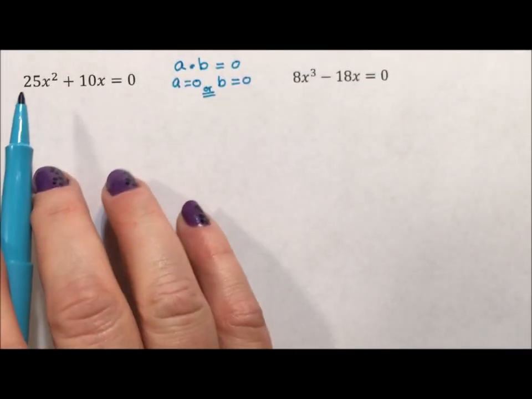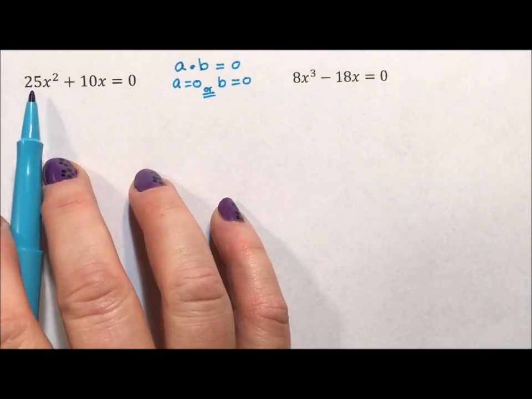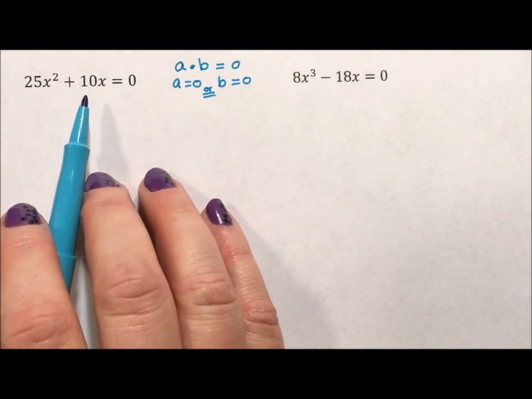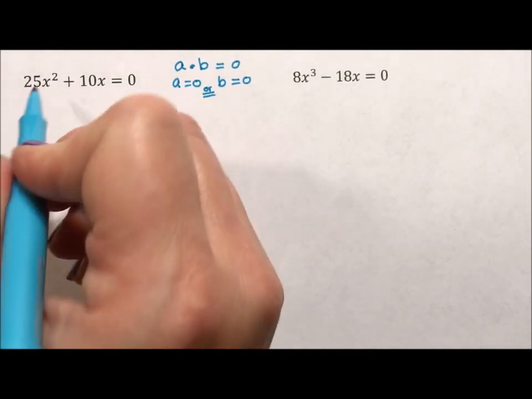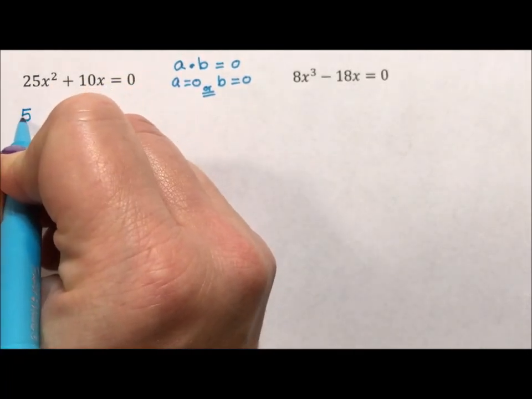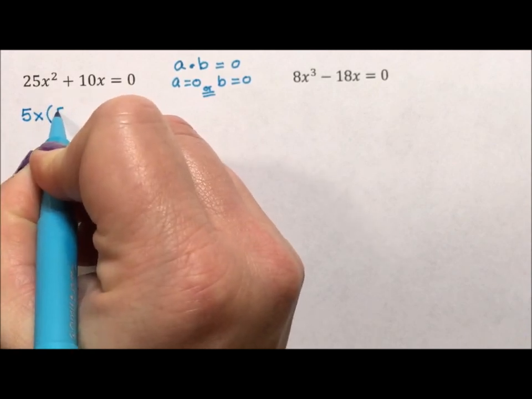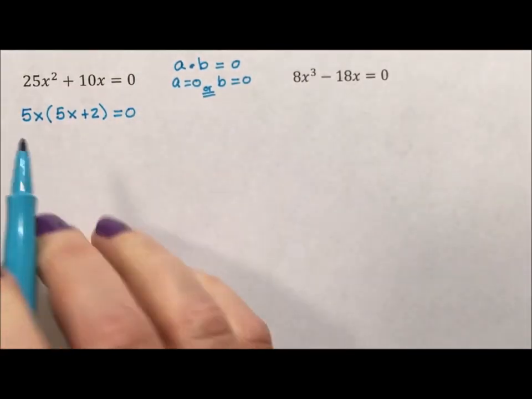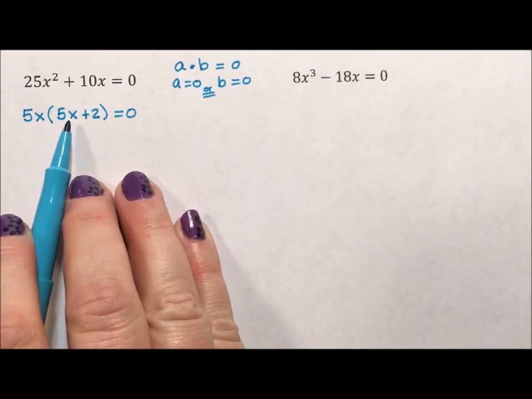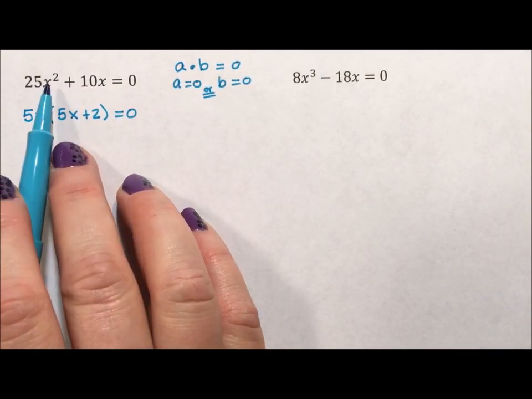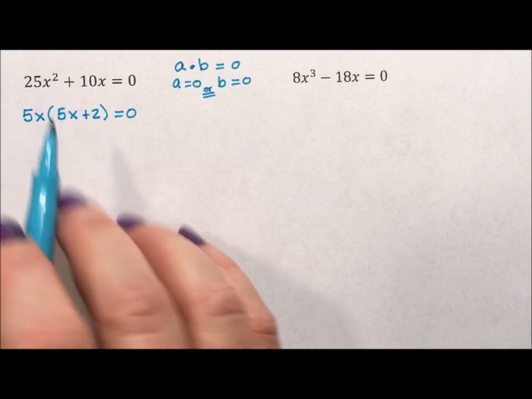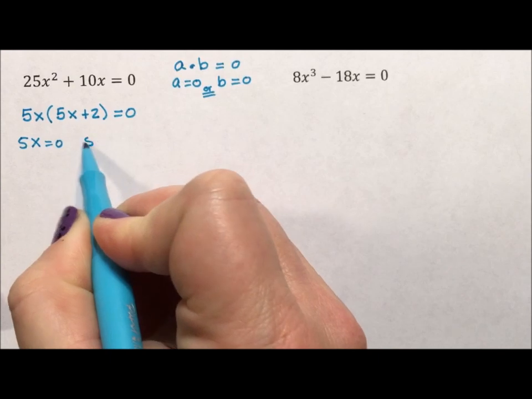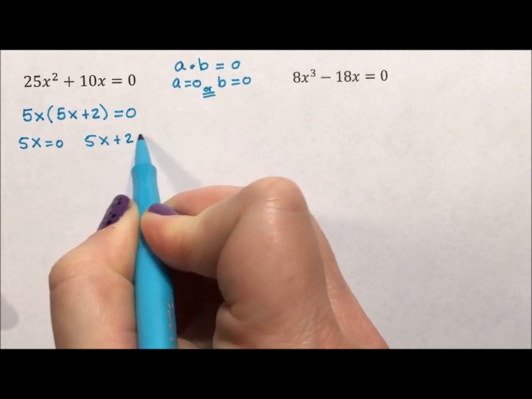So, for this one, I'm going to factor first. It is a two-term polynomial, so we're going to start with our greatest common factor. We're going to start with taking out a 5x from both terms. I'm going to be left with 5x plus 2. And now, both of my x's are left without an exponent. Once you've separated out those two, we can say either 5x equals 0 or 5x plus 2 equals 0.